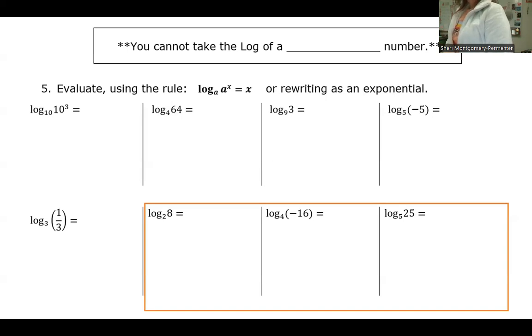On to the back. So up at the top, it says you cannot take the log of a blank number. This is the same as you cannot square root a blank number. You cannot take the log of what type of number do you think maybe? Negative. You cannot take the log of a negative number.